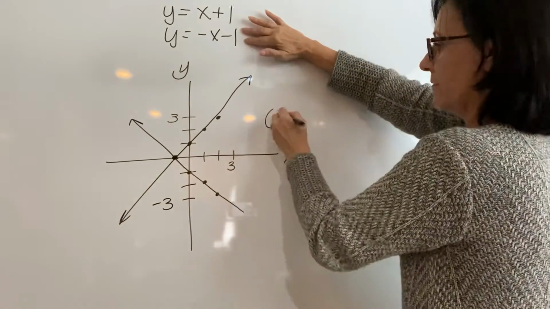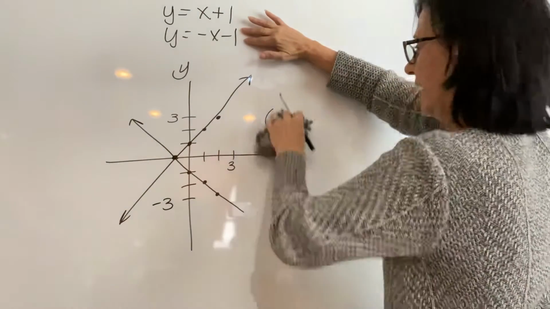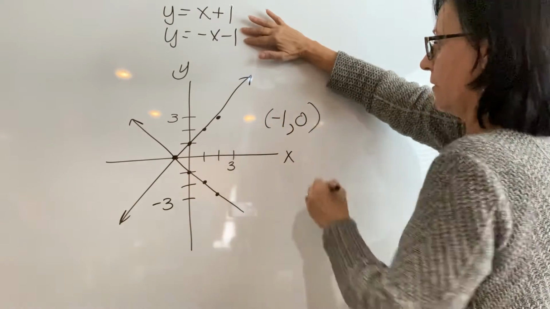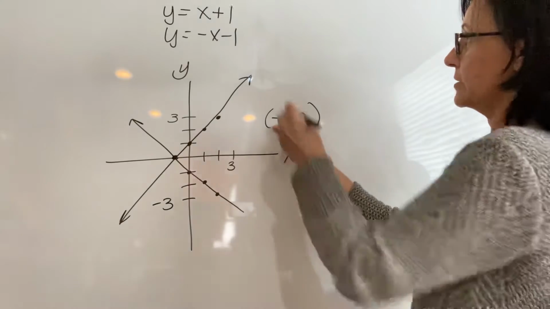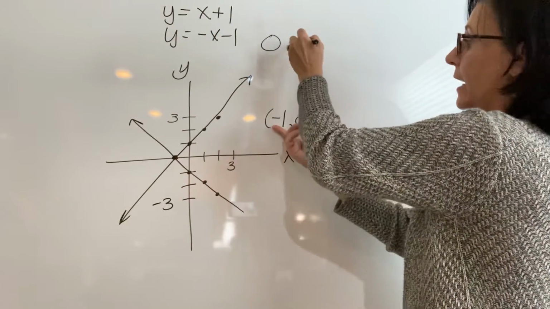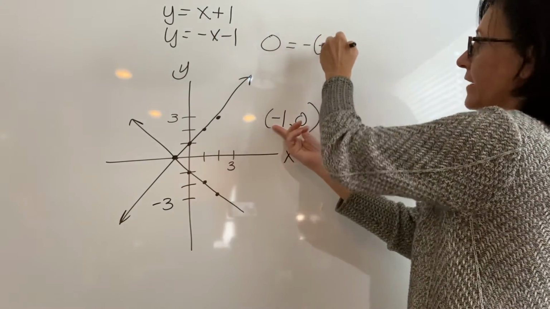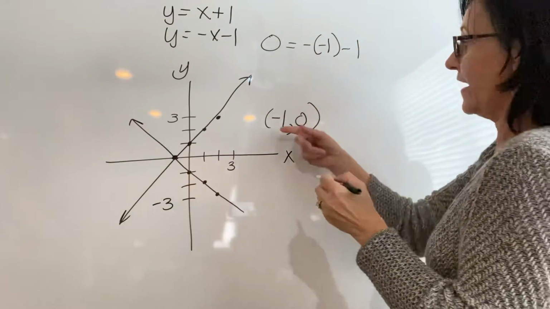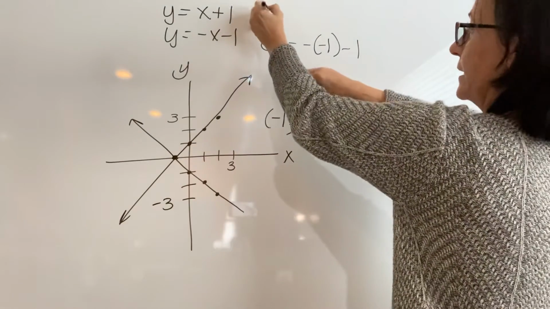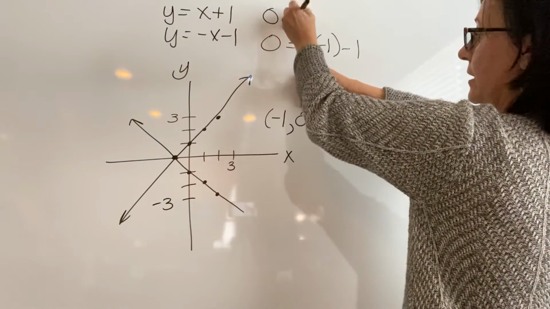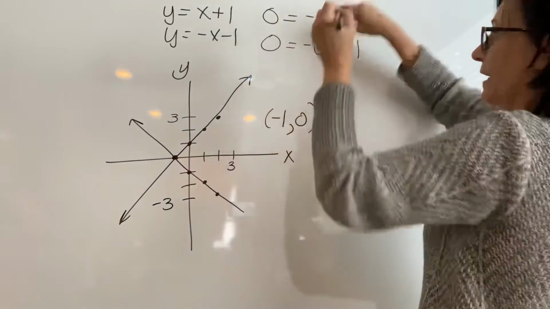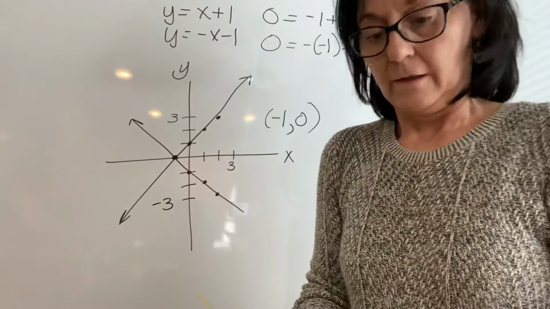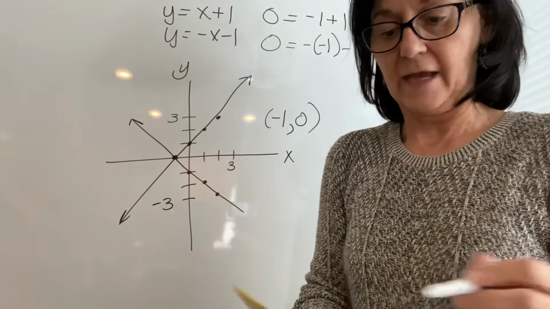And that is 0 on the y and negative 1 on the x-axis. Let's make sure that that works. So plugging in 0 for y, does it equal the opposite of negative 1 minus 1? That's positive 1 minus 1, which is in fact 0. Let's plug it in this first equation. Does 0 equal negative 1 plus 1? And it does. So that is the point of concurrency that they have in common.